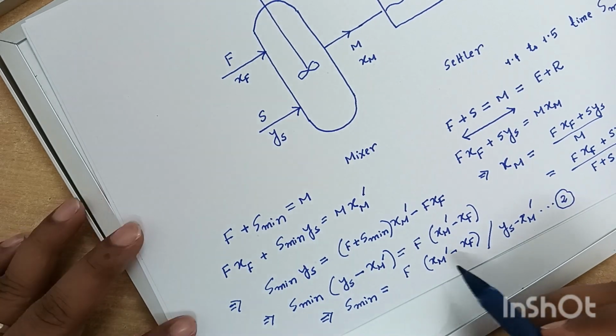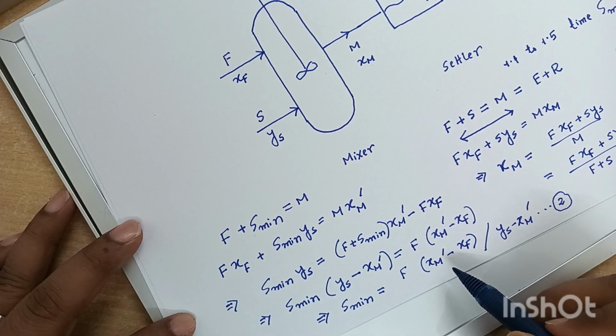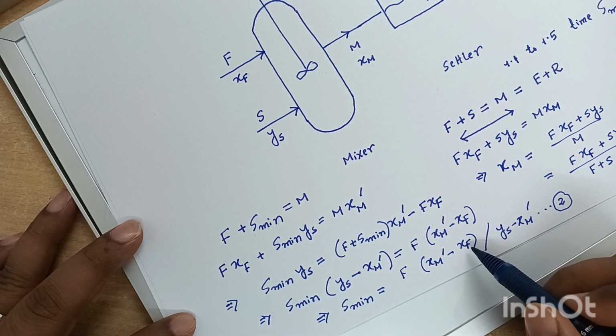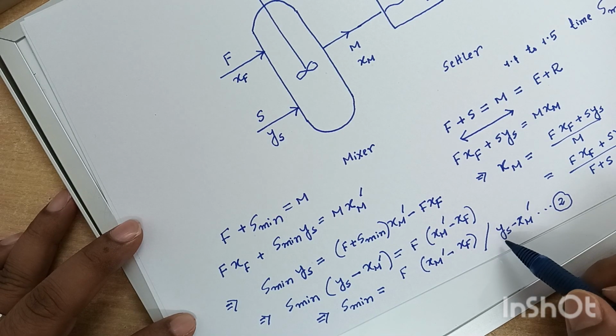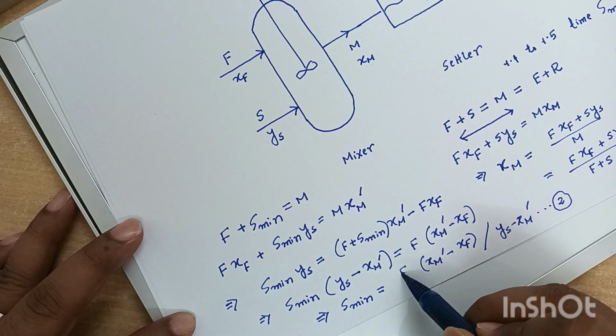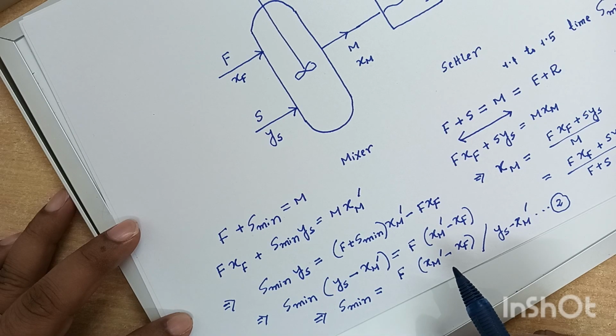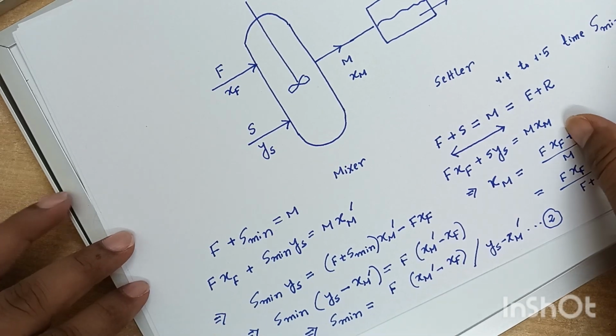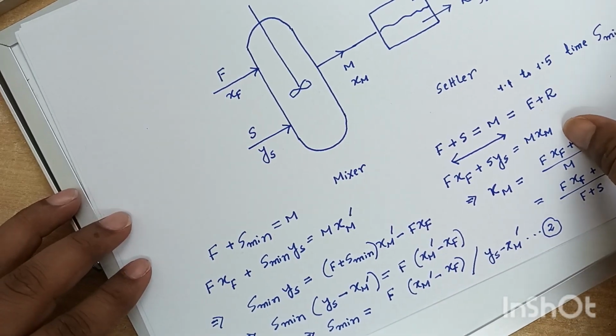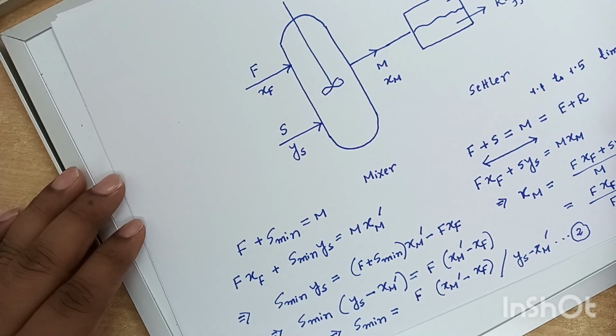So if you can locate xm prime point in the graph and xf and ys values are known, F, the value of feed flow rate, is already given, you can easily find out the value of S minimum. Okay. Now to do the graph, first of all we have to define the ternary system. Okay. So let us say it's a type 1 ternary system.